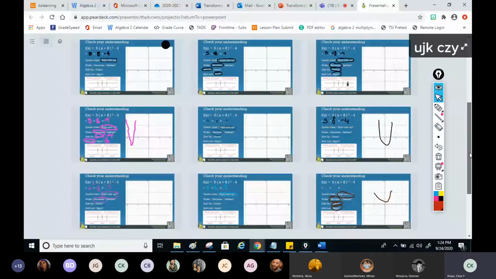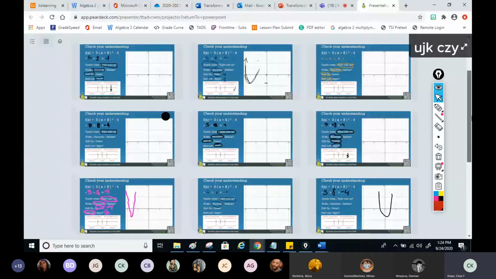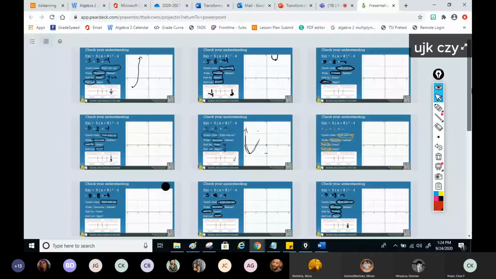And then if you're graphing it, make sure the graph is really narrow. So make it skinny. Make it really skinny.